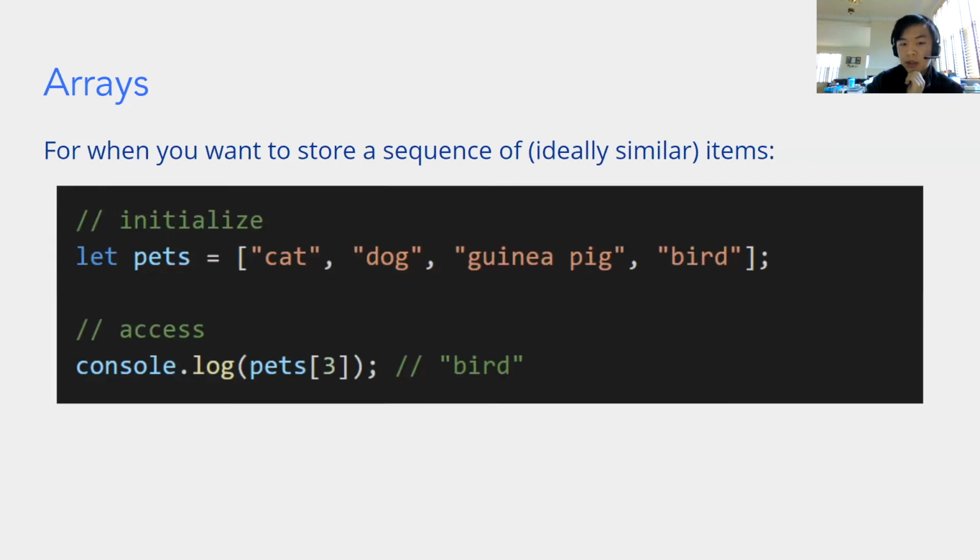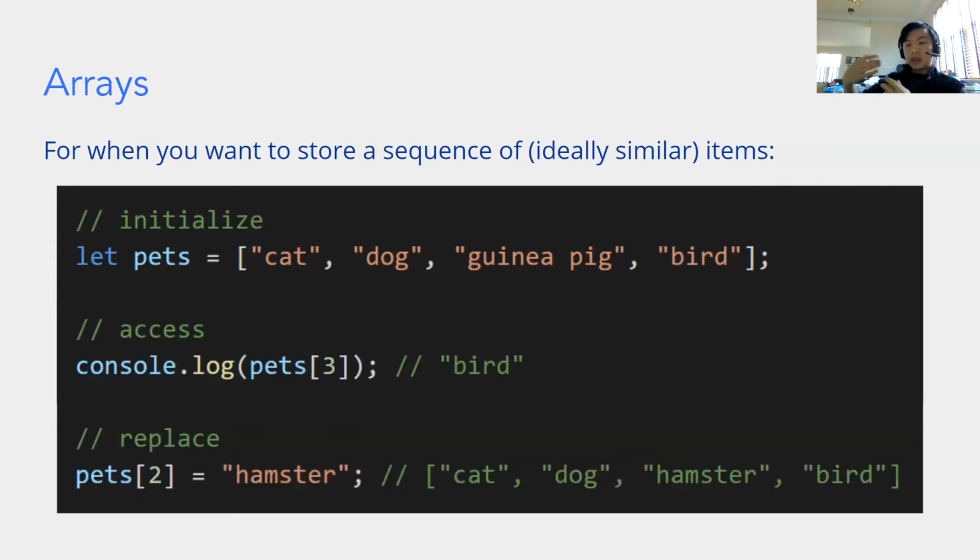Now, that being said, you can use a similar syntax to replace elements in an array. In this case, we can index into the index 2, which is the third element, guinea pig, and we can just put that on the left side like a variable and assign it a new value. And so this will just update the array that we already have. So this will feel familiar to people who have worked with arrays in other languages. It's a very, very similar syntax.